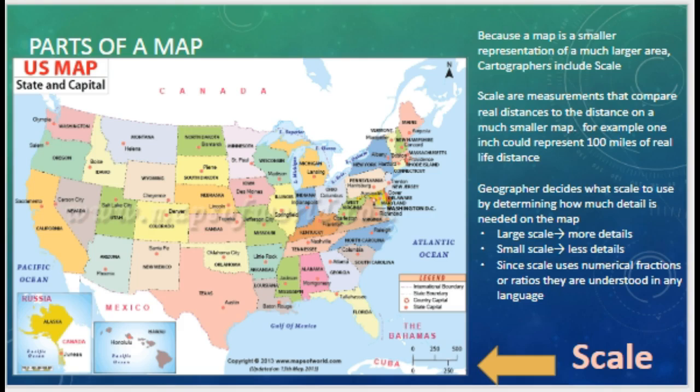Because a map is a smaller representation of a much larger area, cartographers include scale. Scale are measurements that compare real distances to the distances on a much smaller map. For example, 1 inch could represent 100 miles of real-life distance. A geographer decides what scale to use by determining how much detail is needed on the map. Large scale would have a lot of details, small scale, less details. Small scales use numerical fractions or ratios. They are understood in any language.